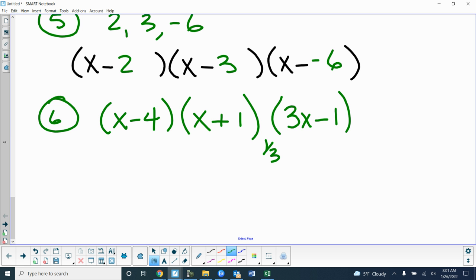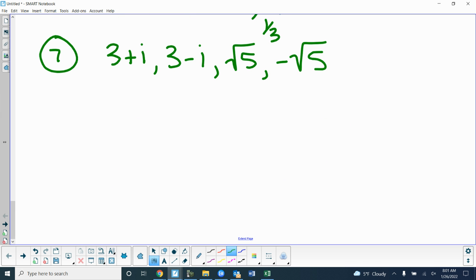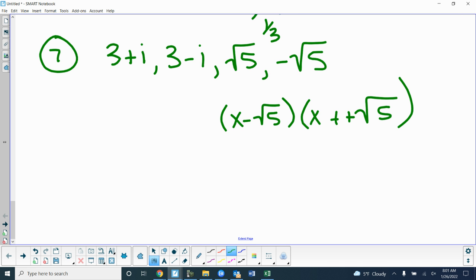Here's where you guys mess up. So here's the 4 zeros we have. All right? You did okay here. You remembered x minus square root of 5 and x minus negative the square root of 5, but you know that you're going to make an addition, right?